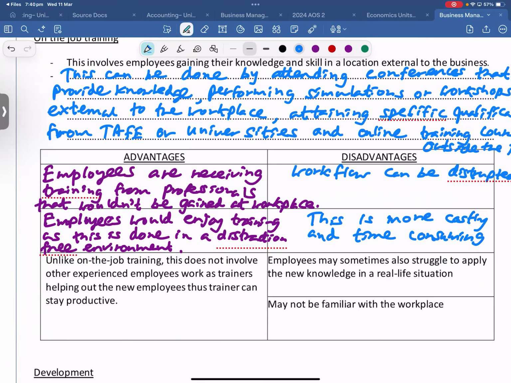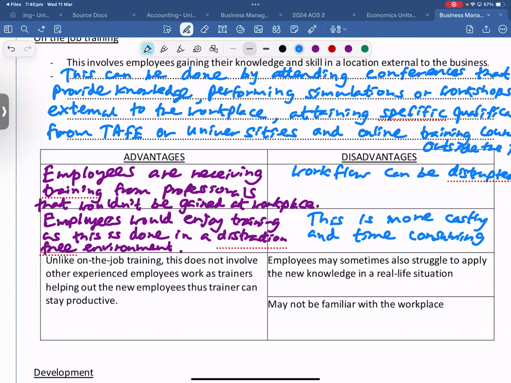Also, minimize losses to the productivity, and on the other hand, this is cheaper than off-the-job training, whereas on the job training is cheaper. Then when you go to the off-the-job, we are saying it is more costly and also time consuming, right?